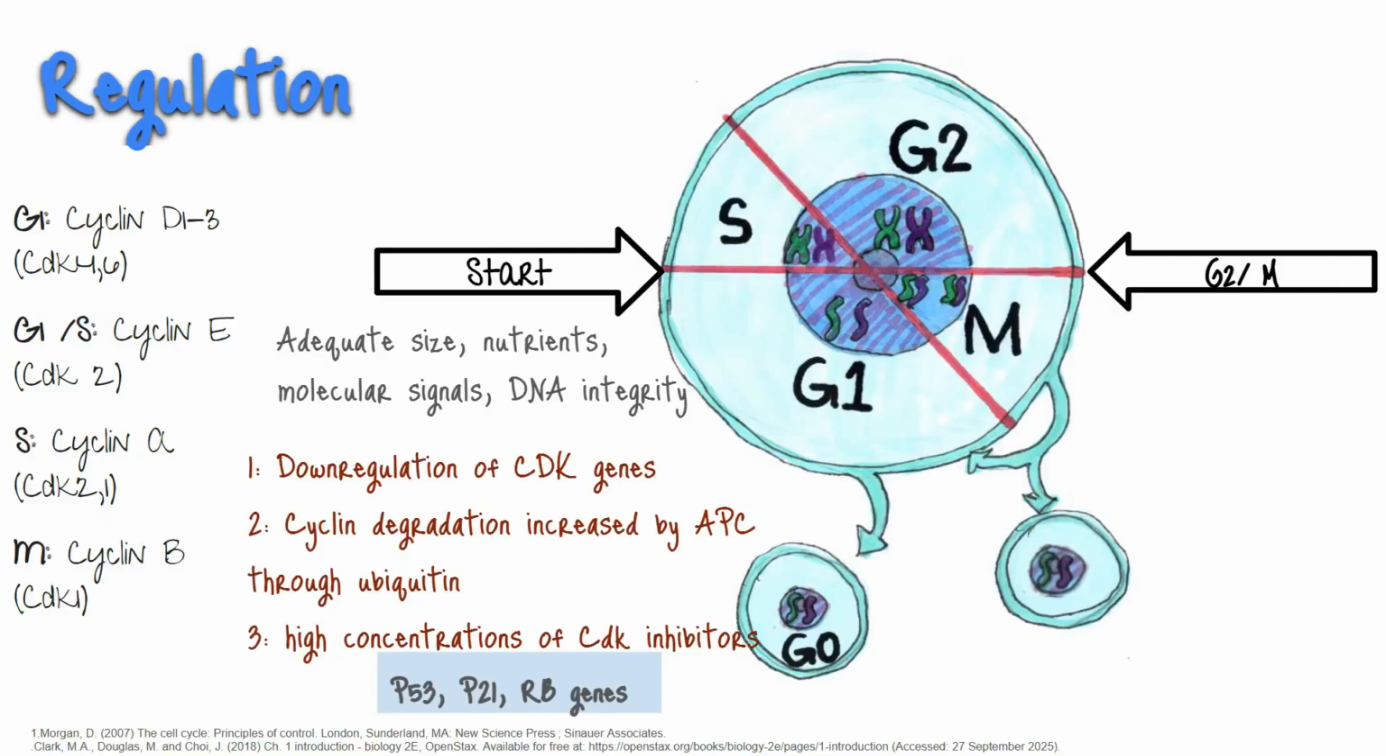Another important one is P21, which rises as P53 increases its levels and stops the cell cycle by inhibiting CDK cyclin complexes. Retinoblastoma protein, or RB, monitors cell size, binds to the transcription factor E2F. When the cell grows in size, E2F is released and activates genes that produce a transition protein.